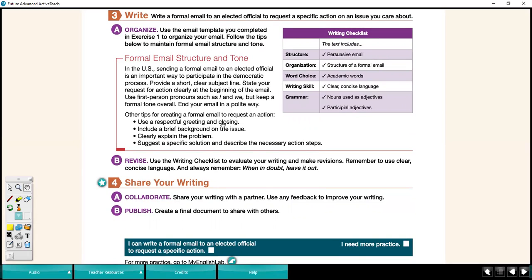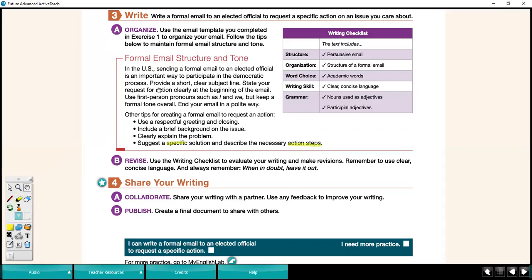Use respectful greeting and closing. Include background information so they know what the situation is. Explain the problem clearly and concisely. We don't want to add unnecessary words. Again, we want to avoid anything that is just showing emotions or blaming other people. And then you should always suggest a specific solution. And I think here the key is specific, so that they know exactly what to do with that problem that you're presenting them, and then any action steps that you can think of.